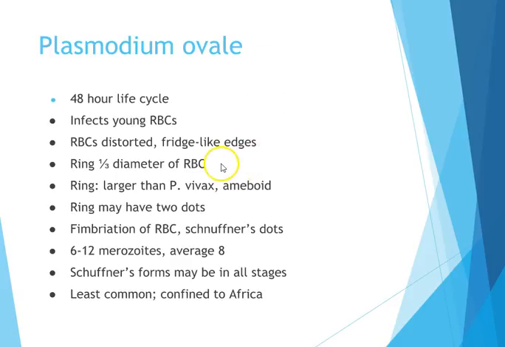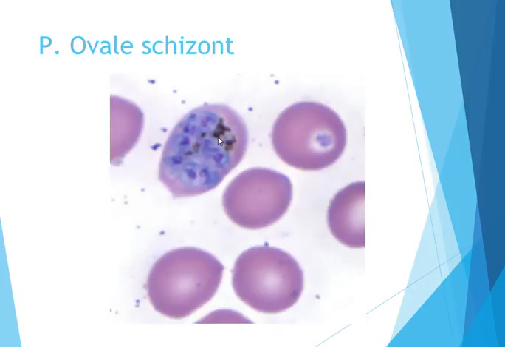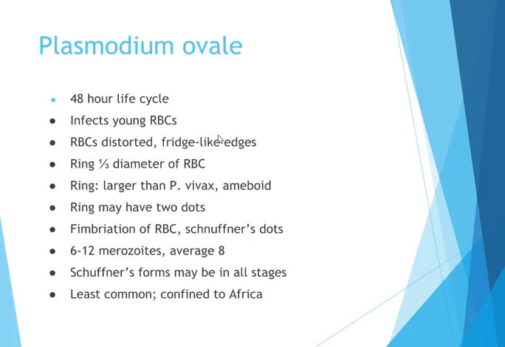The ring is 1/3 of the diameter of the red cell. The ring is larger than P. vivax, and it can have up to 2 chromatin dots instead of just 1. And my pictures just have 1, but it can have up to 2. Fimbriation, it can have Schüffner's dots.